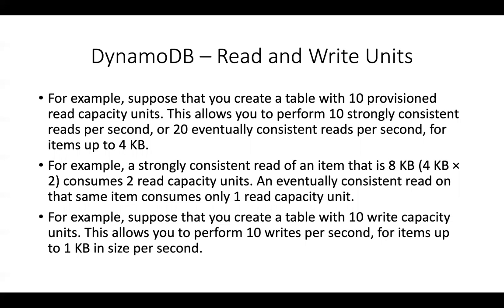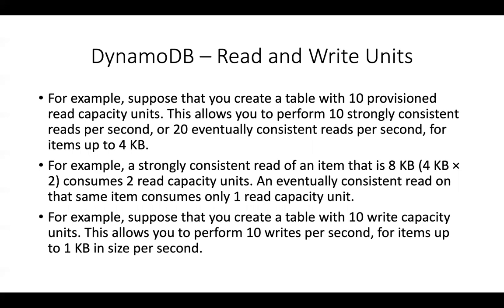But when you go for eventual consistency, where you are at least waiting for a second until the data is updated, you will be able to do twice that, which is 20 eventually consistent reads per second for items up to 4 KB. So when you're reading data from DynamoDB, always remember it's 4 KB of data for every read capacity unit. In the next example, consider a strongly consistent read of an item that is 8 KB in size.